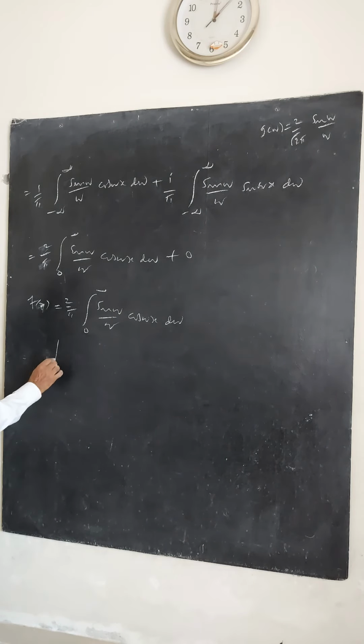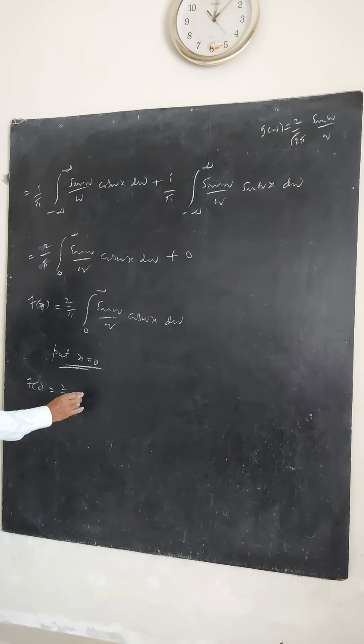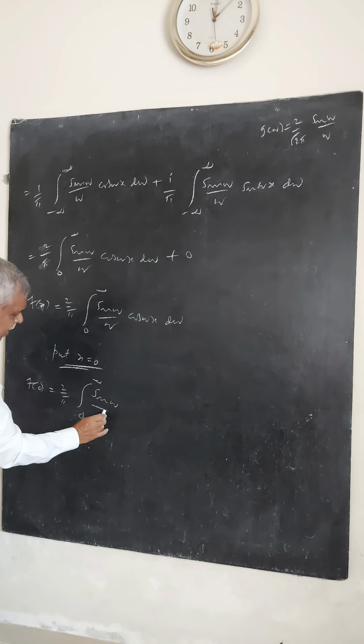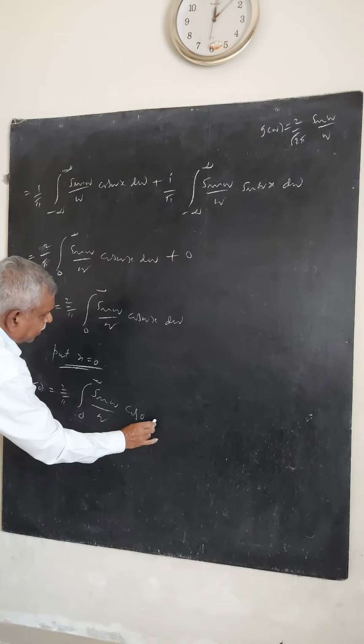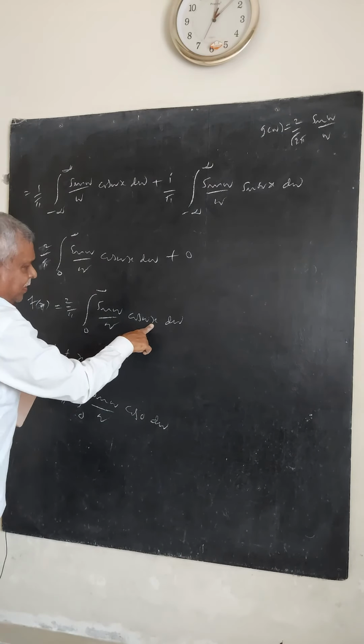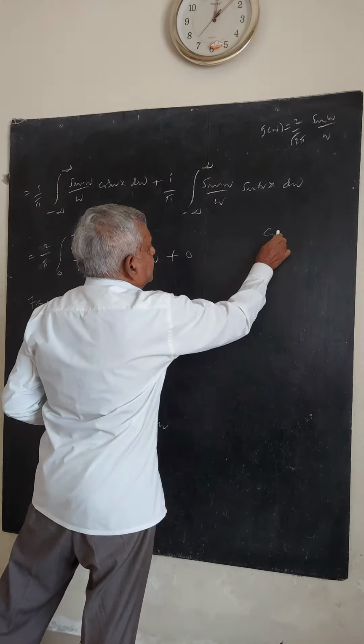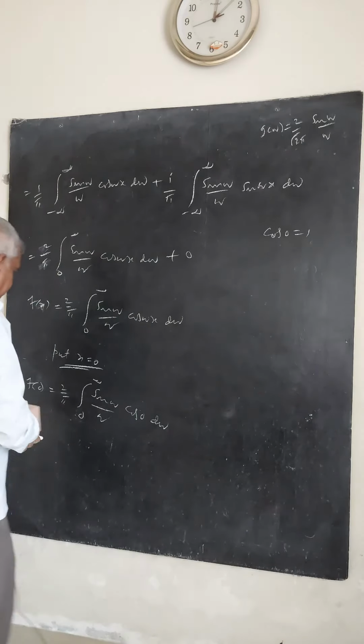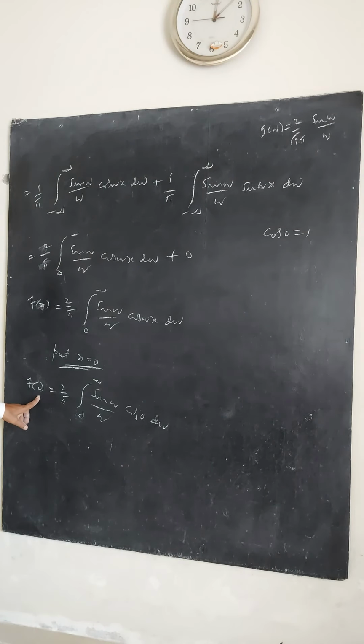We have to put x equal to 0. This place is important to reach the answer. F of 0 equal to 2 by pi, 0 to infinity, sin omega by omega cos 0 d omega. X is 0, cos 0 is 1. Therefore, we have to find f of 0.